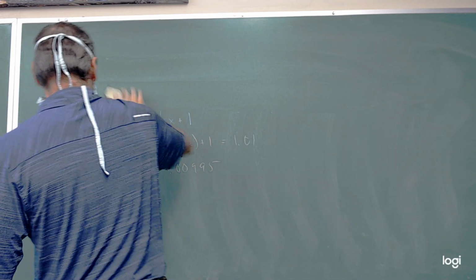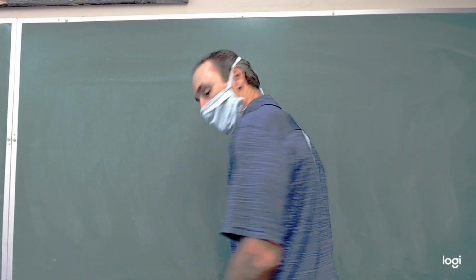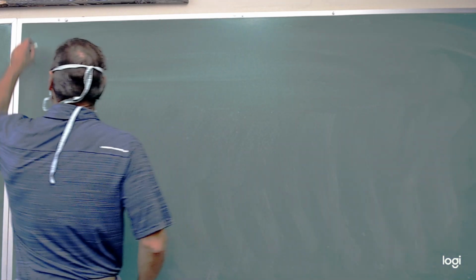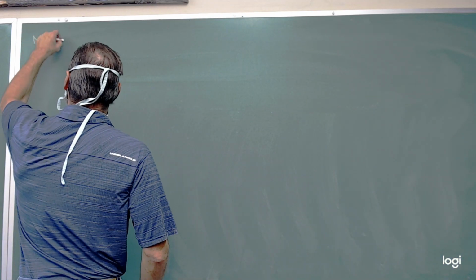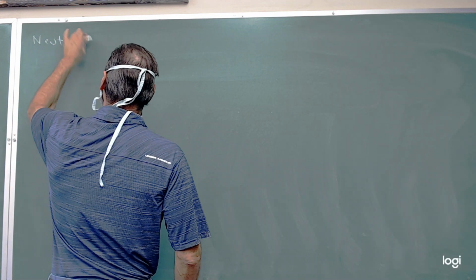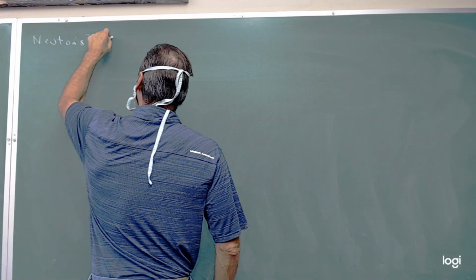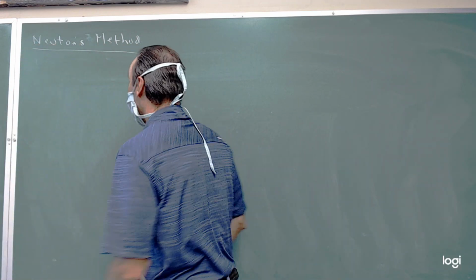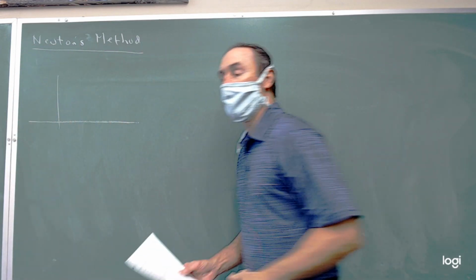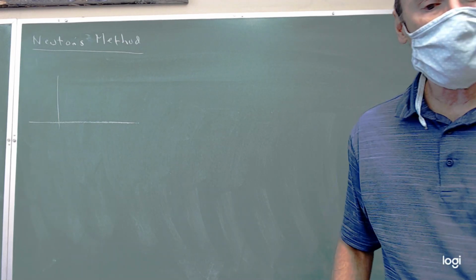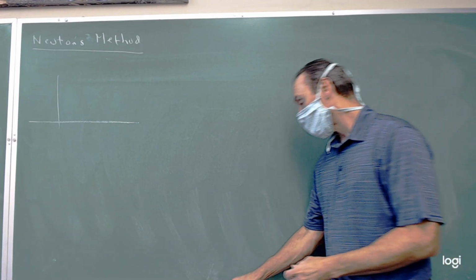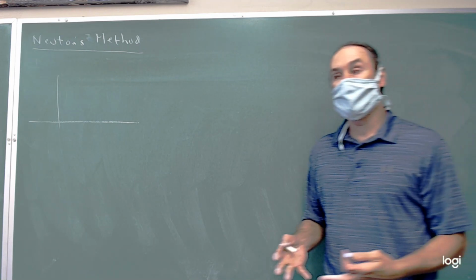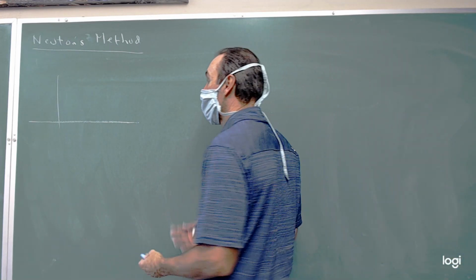Newton's method. So the idea behind Newton's method is we're going to use the fact that a differentiable function is locally linear as a way of finding zeros.